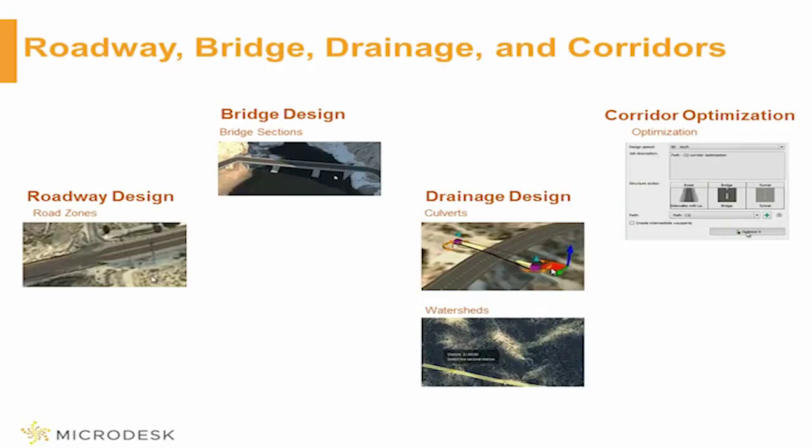New things within roadway design, we can do roadway zones, where we can show transitions between lanes and those types of things. There's also some new bridge design features. We can do bridge sections, concrete and steel piers we can do within the program. There's also some drainage design features. There's culverts now, and it also can delineate watersheds for you. So those are some new features within there too. The corridor optimization features have also been enhanced a little bit also.